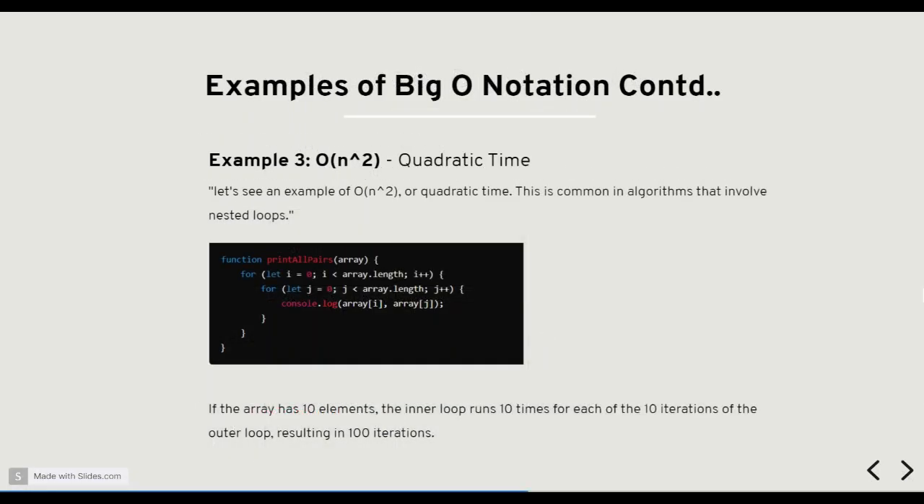Now we have a third example, O(n^2) quadratic time. Now let's see an example of O(n^2) or quadratic time. This is a common algorithm that involves nested loops. As you can see, we have a function called printAllPairs of an array. In this, we have two loops. One is the outer loop, for let i = 0; i < array.length; i++. And inside that, we have a nested loop, for let j = 0. And after that, we console.log array[i] and array[j]. So if the array has 10 elements, the inner loop runs 10 times for each of the 10 iterations of the outer loop, resulting in 100 iterations. So this is a common algorithm in big O notation.